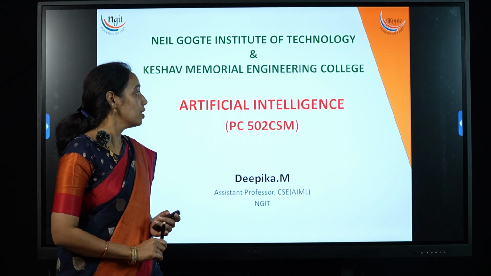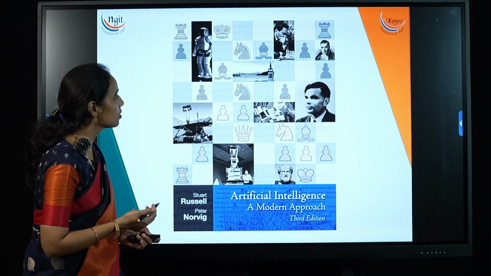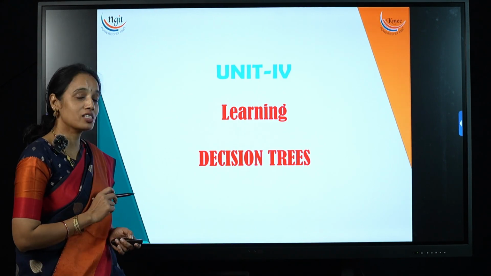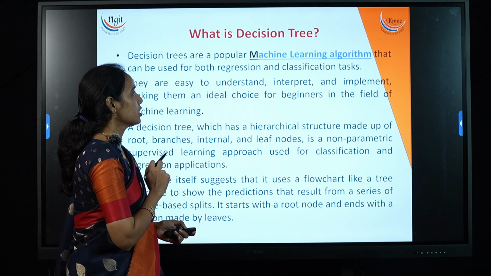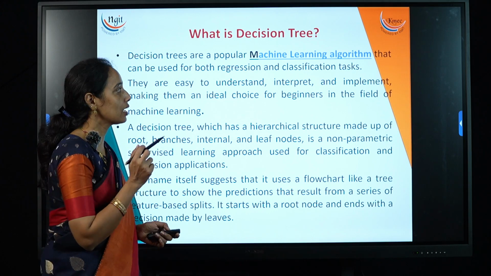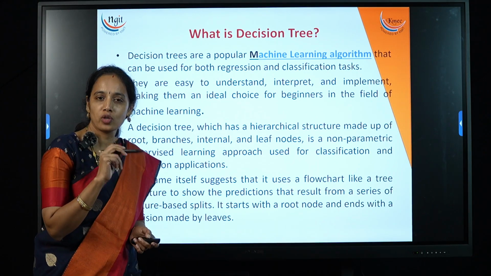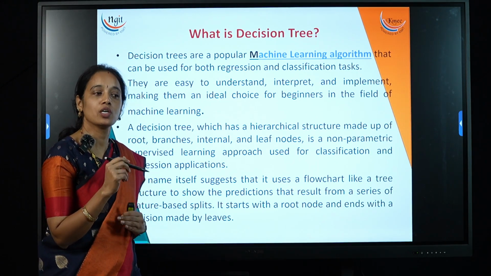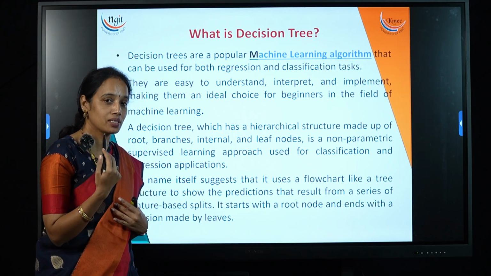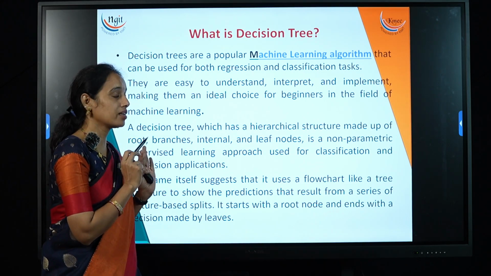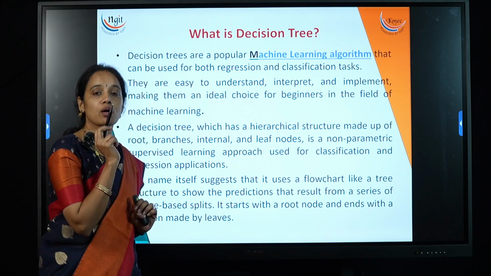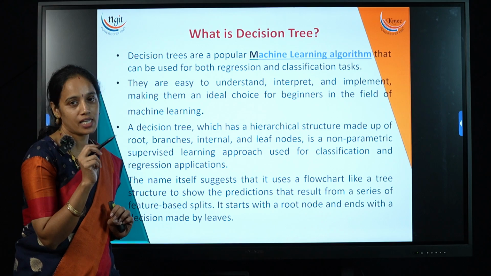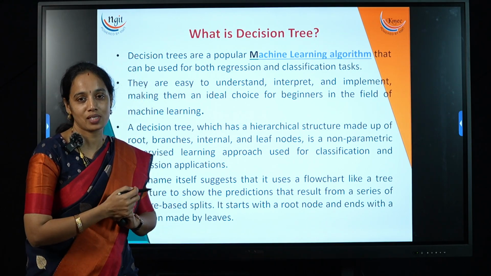Good morning. In this session, let us discuss the same Unit 4, but the concept is about learning decision trees. A decision tree is a popular machine learning algorithm that can be used for both regression and classification problems. In the last class we discussed machine learning. One should be aware that classification and regression come under supervised machine learning techniques.